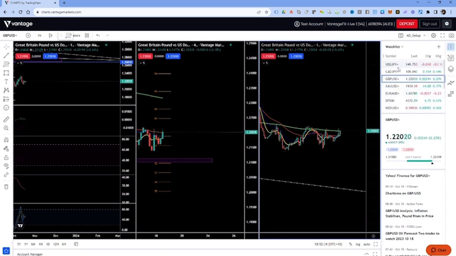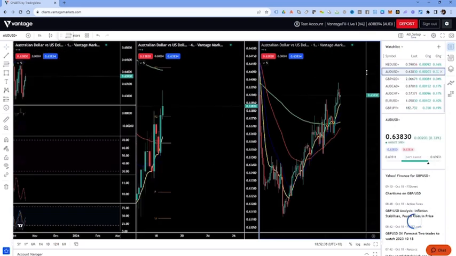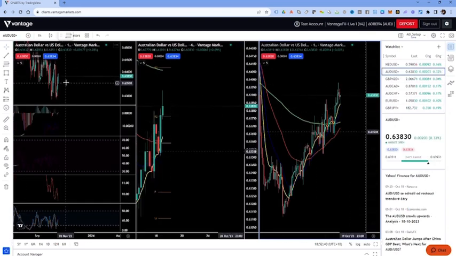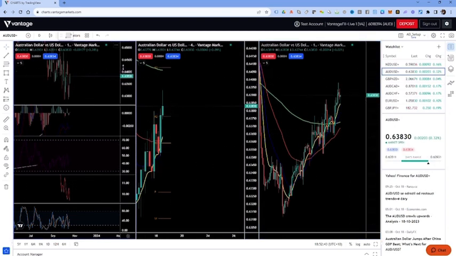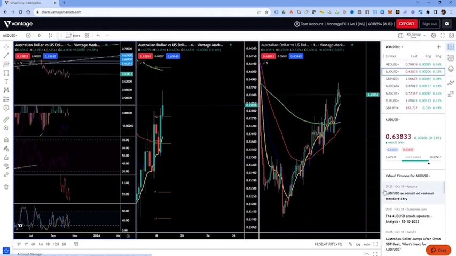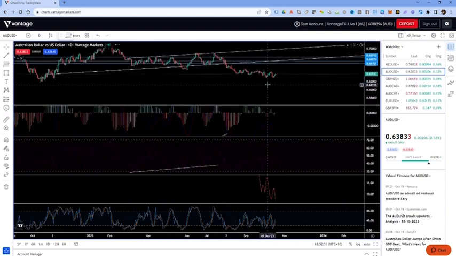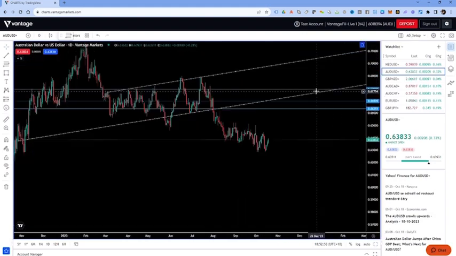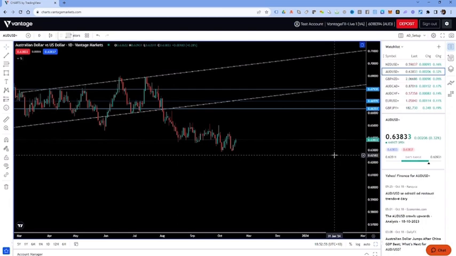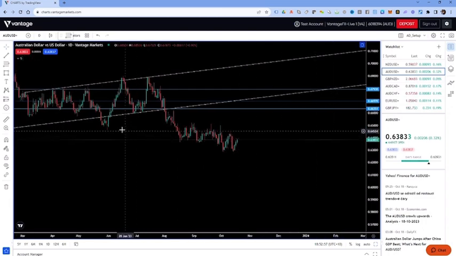I will have a look at something. Let me take a little look at the Aussie. Let's see what's happening with the Aussie dollar as well. Okay. So this is the daily chart of the Aussie. Again, always start with just look at price, see what's going on, understand the context.